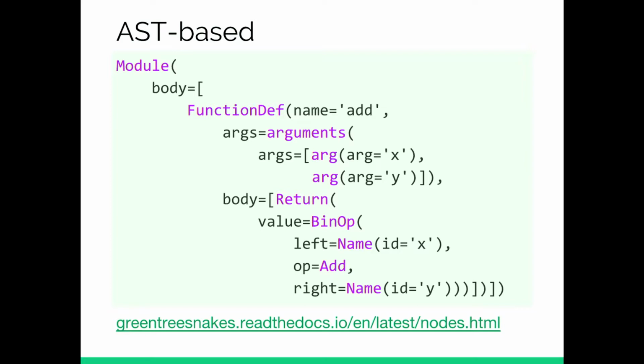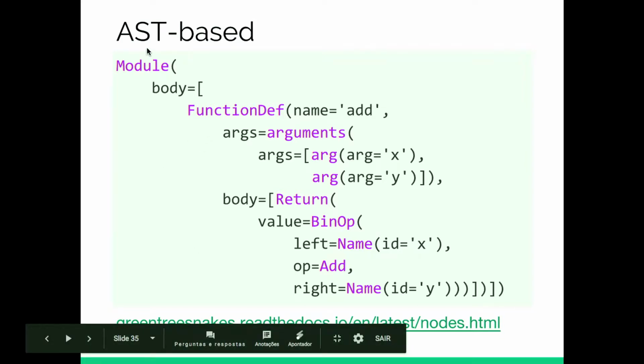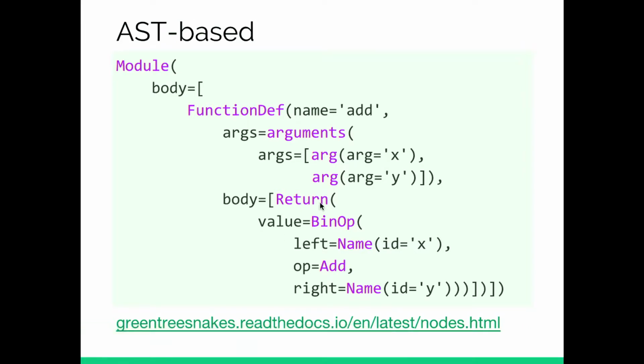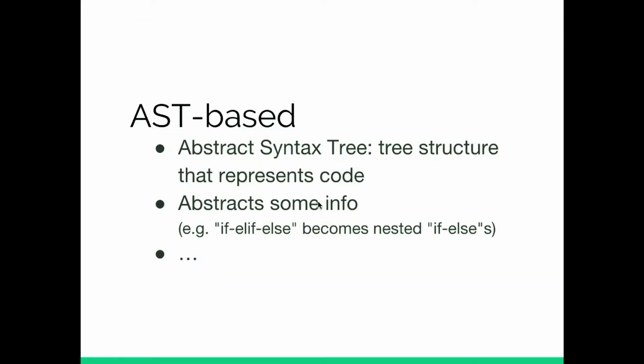And here's basically the tree structure of the code. You have the module, you have the function inside the module, you have the arguments inside the function, you have the body of the function, which has a return and everything. It's a tree structure of the code. And it abstracts some info away. That's why it's called abstract.